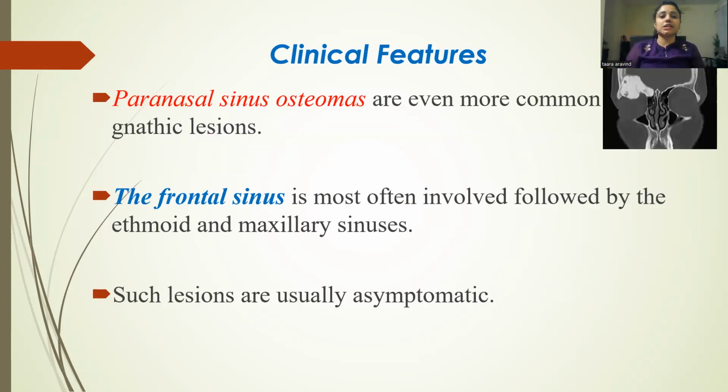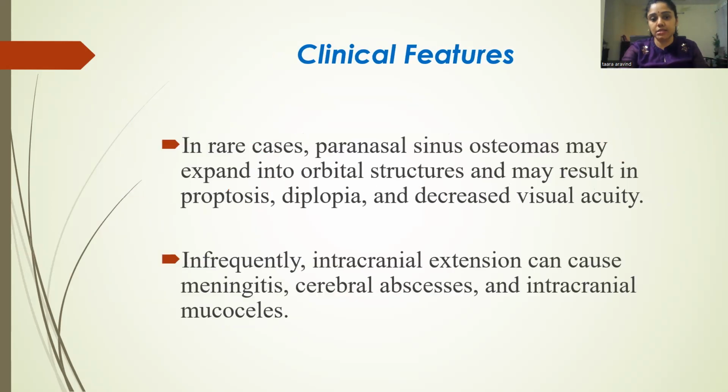When paranasal sinus osteomas are considered, the most common sinus involved is the frontal sinus, followed by the ethmoid and the maxillary sinus. Usually, the sinus osteomas are asymptomatic, but in rare cases, it may expand into orbital structures and may result in proptosis, diplopia, and decreased visual acuity. Infrequently, intracranial extension can cause meningitis, cerebral abscess, and intracranial mucocele.